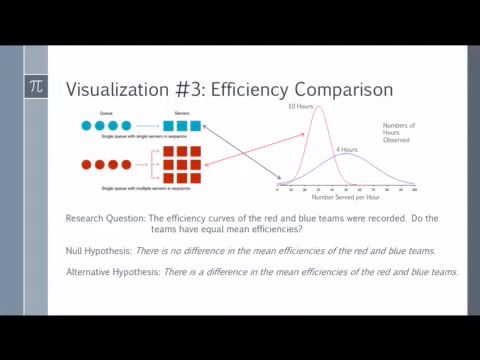You can see that the bell curve is showing a significant difference, and therefore we can visually reject the null hypothesis.